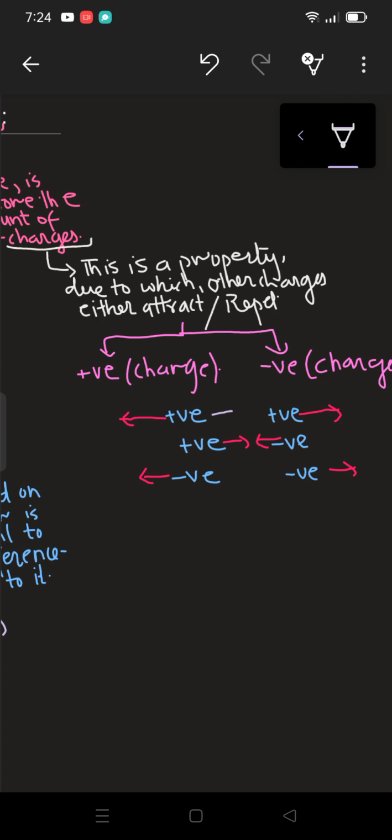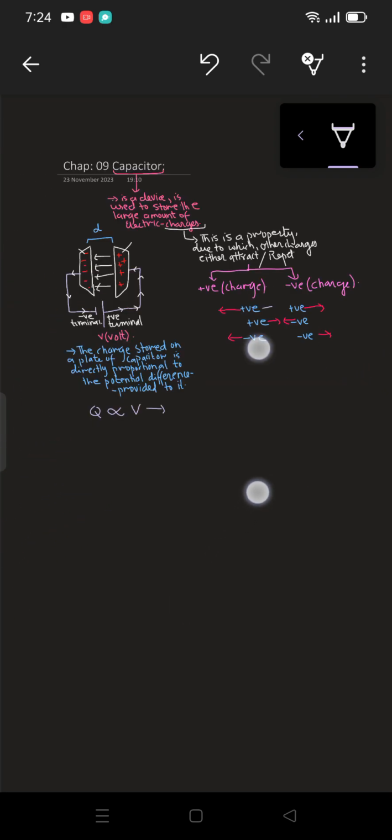When we put positive charges together, they repel each other, because we know that same charges will always repel each other. When we put positive and negative together, they attract each other, because different charges feel a force of attraction. And again, negative charges repel each other, since they are both the same, and same charges feel the force of repulsion, right?